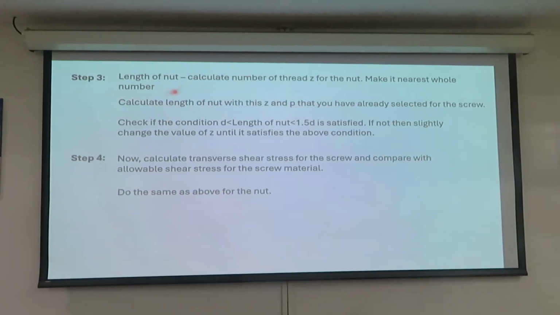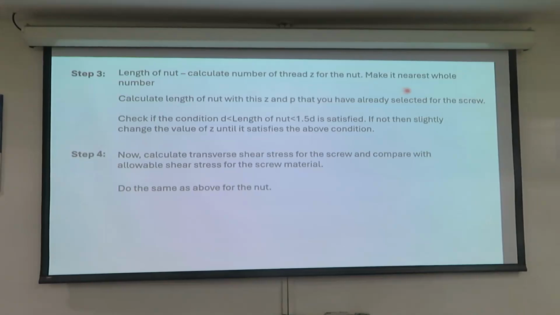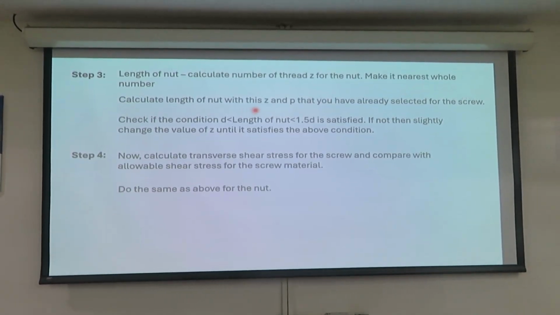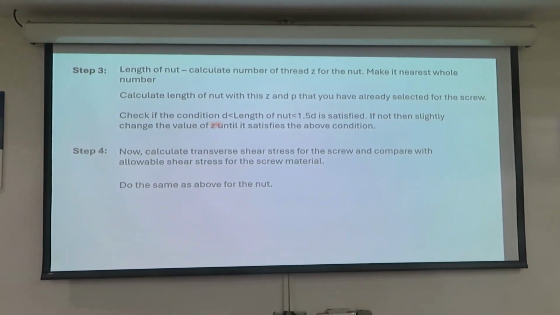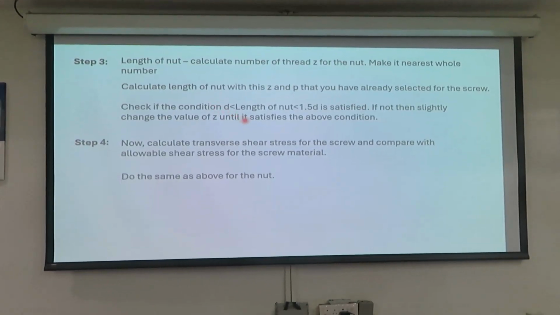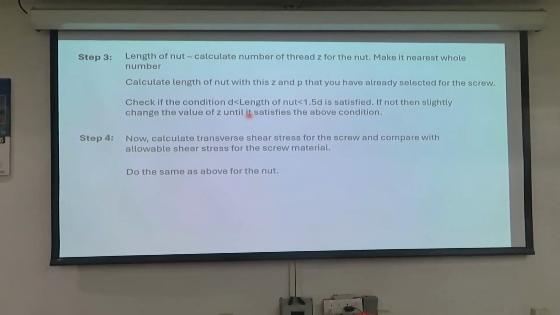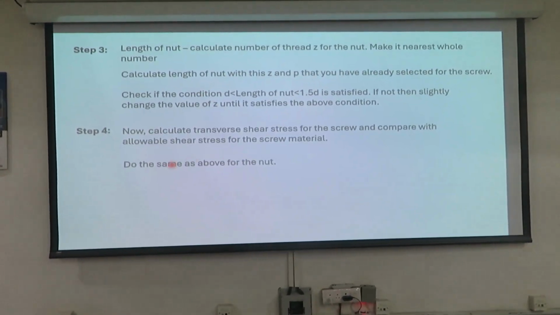Step 3 will be the length of the nut. Calculate the number of threads Z for the nut. Make it the nearest whole number. Calculate the length of the nut with this Z and P, and then you have already selected the screw. Check if this condition is satisfied. If this condition is not satisfied, then you have to change the nut length, either lower or higher. Because if this condition is not satisfied, then it will buckle.